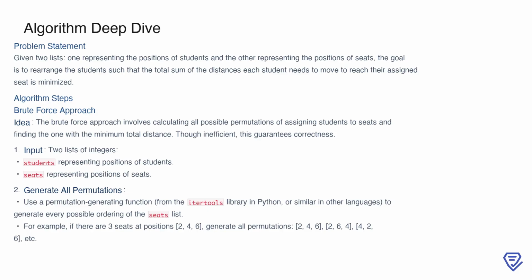First, we take two lists as input, one for students and one for seats. Then, we generate all permutations of the seat positions. For instance, if we have three seat positions like 2, 4, 6, we create all possible arrangements such as 2, 4, 6; 2, 6, 4; 4, 2, 6, and so on. This ensures we explore all possible ways to assign seats to students.